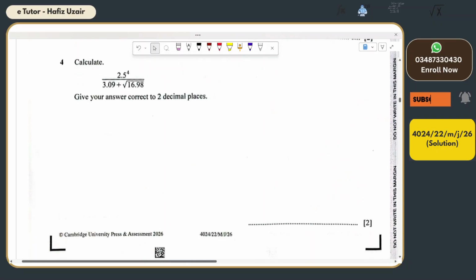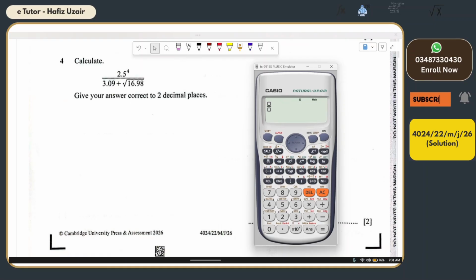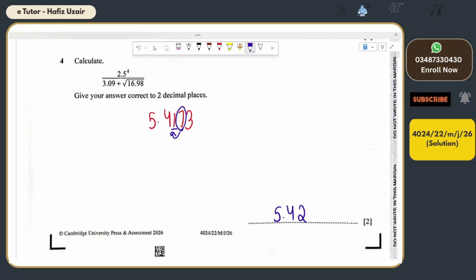Let's solve question number 4 now. In question number 4, you need to do 2.5 power 4 over 3.09 plus square root 16.98. What you are getting from here is 5.4173. You can write it over here, 5.4173, and if you round it off to 2 decimal places, the 1 changes into 2. So the answer will be 5.42. Let's move to the next question.